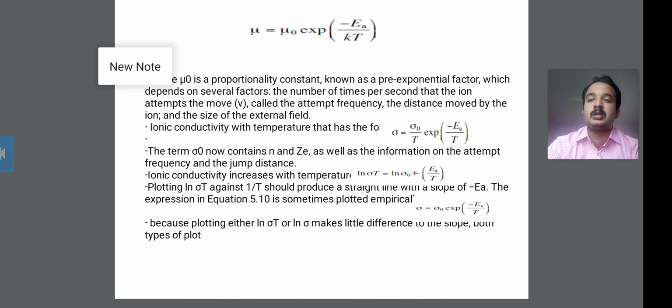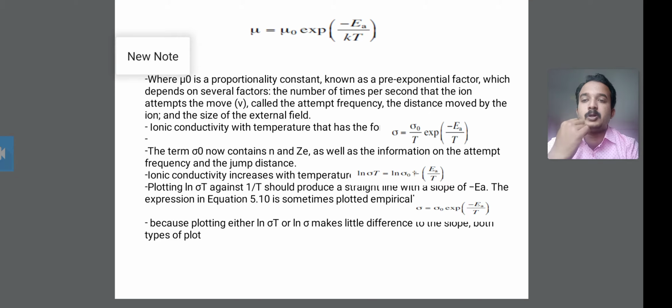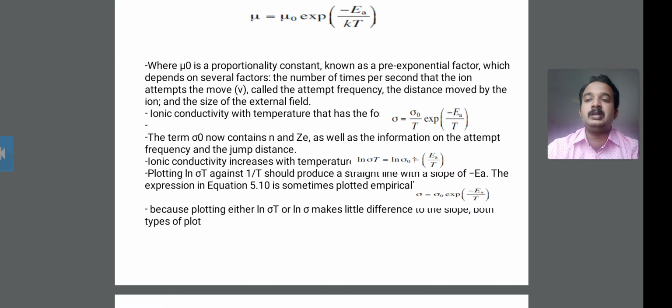Therefore, the term sigma 0 now contains n and z, where z is the atomic number or atomic mass number, and e is the electron. The sigma 0 contains n and z, as well as the information on the atom attempt frequency and the jump distance. This means small n and z give information on the attempt frequency and jump distance.